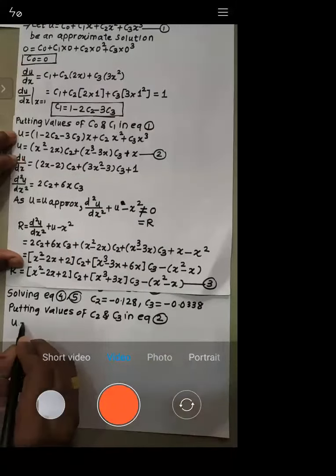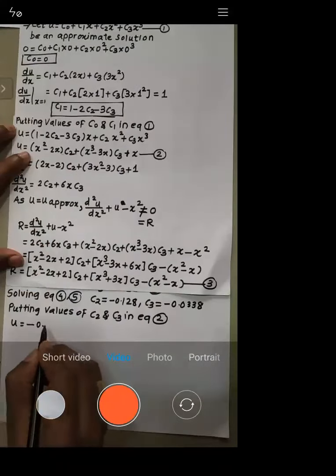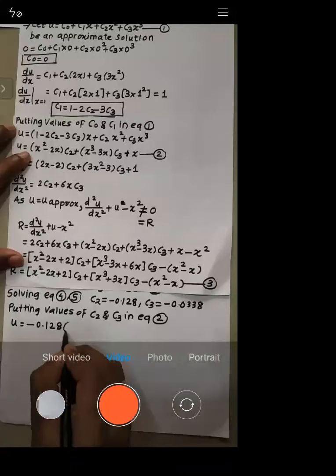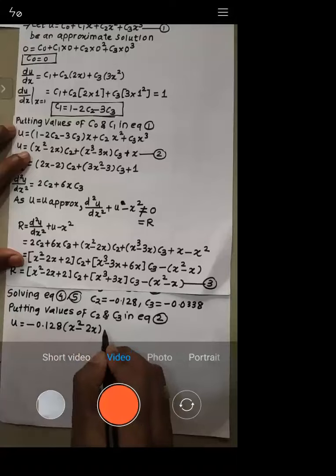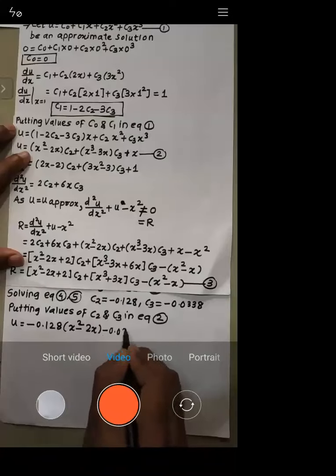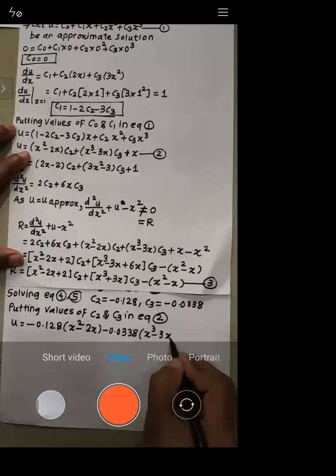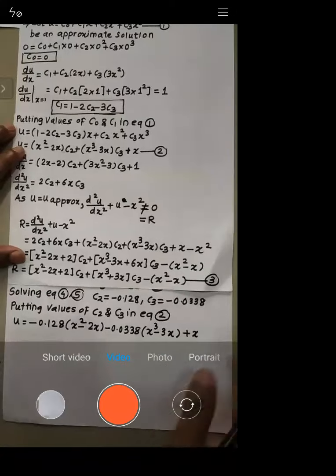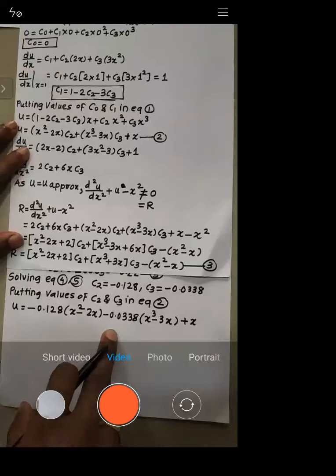Okay, so u is equal to, I will put the value of C2. What is C2? Minus 0.128. This is C2, x square minus 2x. C3 again minus, minus 0.0338, x cube minus 3x, plus x, right? Have you understood this one? Let me know. Have you understood this one?